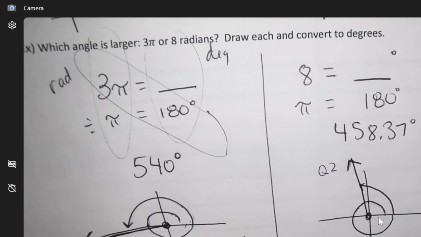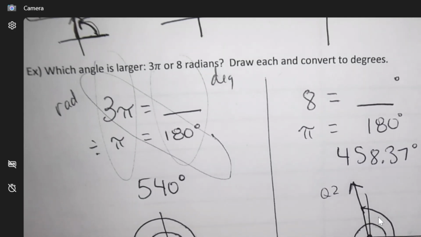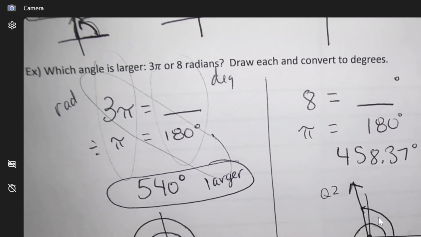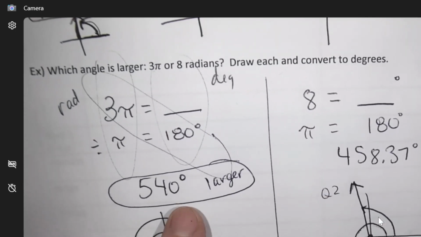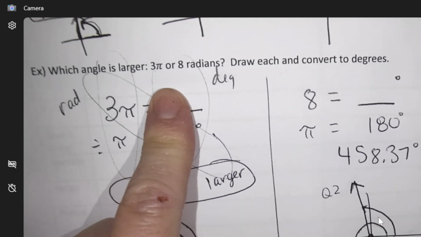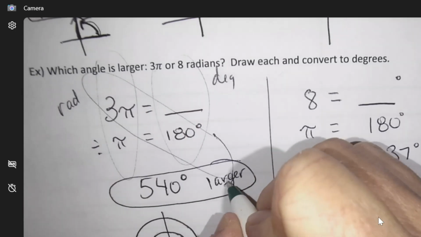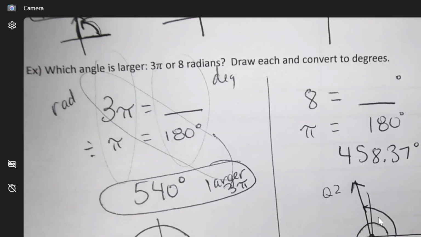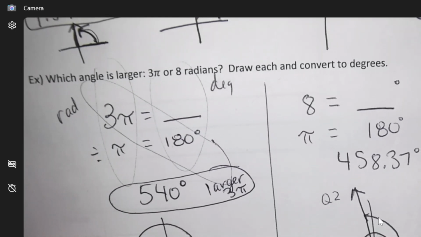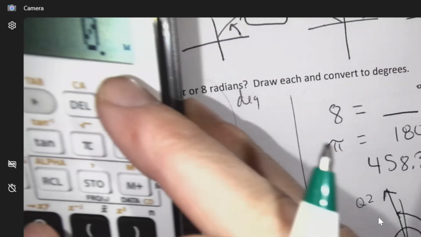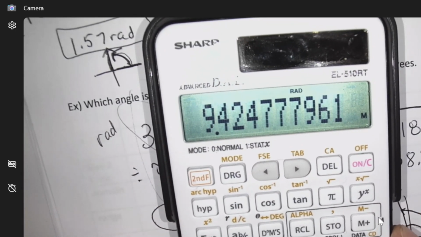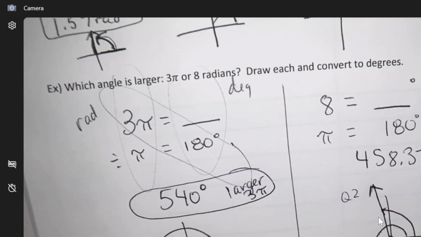Okay, the question says which one was larger, so here's your answer. The first one was larger, so the 3 pi. 3 pi is larger than 8. Okay, and FYI, 3 pi is 9.42. So yeah, 9.42 is bigger than 8.